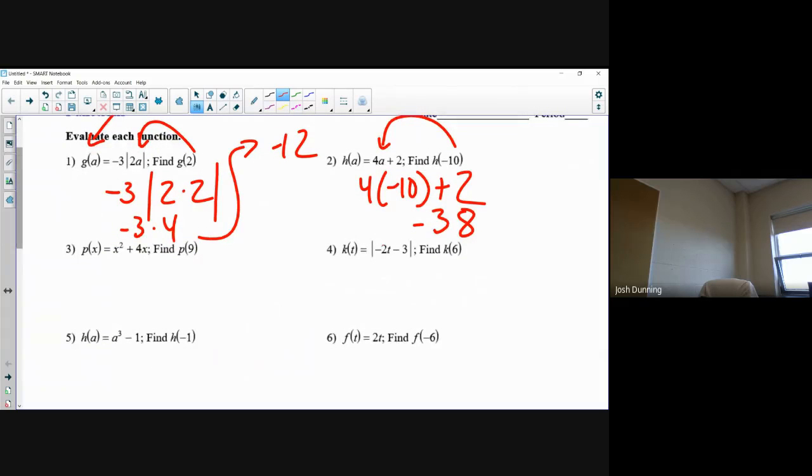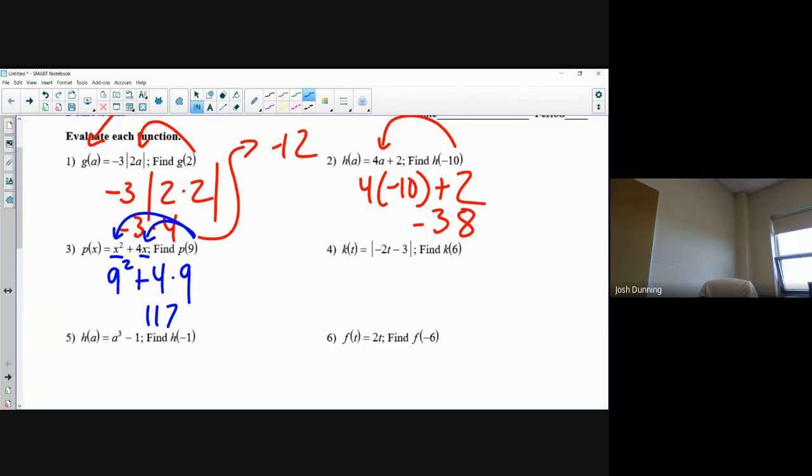It's the same idea in all of these, but maybe 3 is a little bit of a curveball. X is there twice, so substitute the 9 in twice. Again, you can just grab your calculator. Type that in, 9 squared plus 4 times 9. If you do it out, 9 squared first is 81. Then 4 times 9, 36. Add those, you get 117.